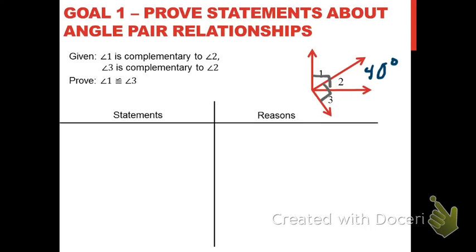Alright, well, since angle 1 is complementary to angle 2, that means angle 1 would have to be 50 degrees, right? And since angle 3 is complementary to angle 2, that means it also has to be 50 degrees. And if angle 1 and angle 3 were both 50 degrees, they'd be congruent. Now again, I made up those angle measures. Those aren't actually part of the proof, but I wanted you to see the thought process that goes into proving that those two angles are congruent to one another if they're both complementary to angle 2. Alright, now for the proof.